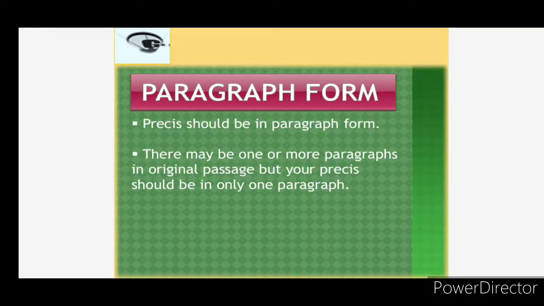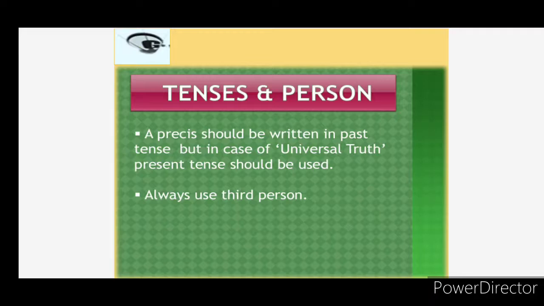Next, we have tenses and person. At the same time, we need to keep in mind the tense that we are using. A precis should be written in past tense, but in case of universal truth, present tense should be used. And which person to use? Yes, always use third person. Whenever you are writing it, you have to use the third person only.